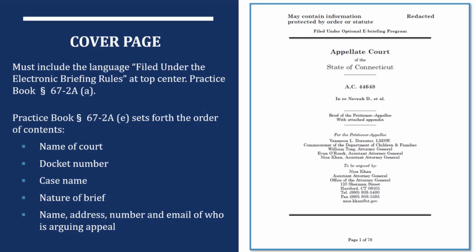The cover page doesn't change a lot from the old rules, except that on the top, you have to say filed under the electronic briefing rules at the top center. So here in our sample, we have optional, but it's really, this was developed before the rules went into effect. So simply put in a filed under the e-briefing program, and then the normal things you would add to a cover page: the title, name of the court, the docket number, the case number, the nature of the brief, and the name, address, number, and email of who is arguing the appeal.